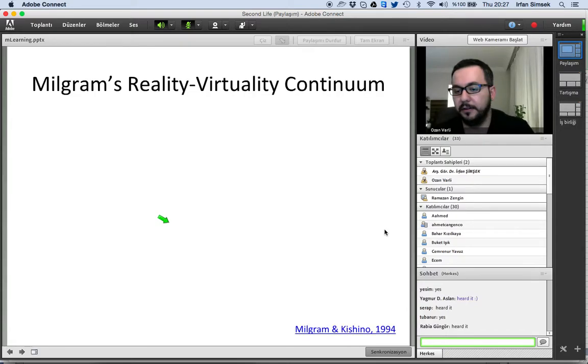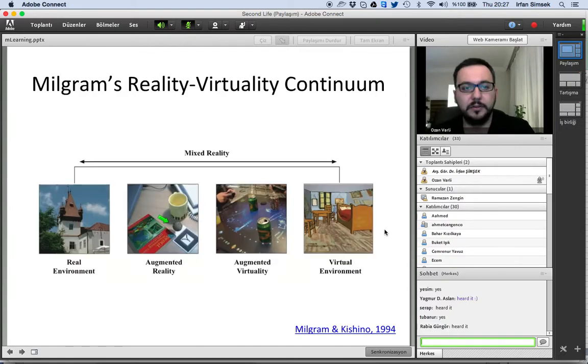So how does that work? Let's look at Milgram's reality and virtuality continuum to better understand where augmented reality stands, right? So this is the real environment. This is what the real world looks like, our physical environment that surrounds us. And this is one end, right?